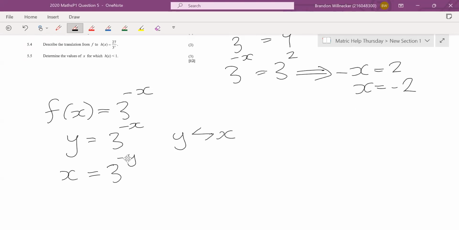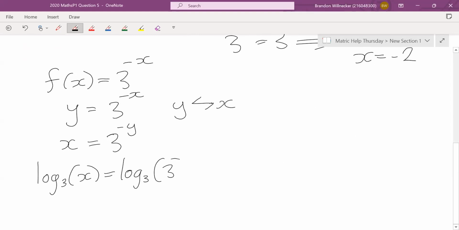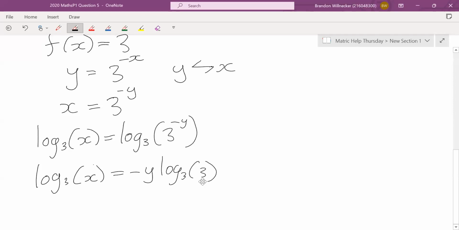We want to get rid of that, so we need to take the log on both sides. So log base 3 of x is equal to log base 3 of 3 to the minus y. The log and the exponential are inverses, so they cancel each other out. So we are left with log base 3 of x is equal to minus y times log base 3 of 3. However, log base 3 of 3 is just going to become 1.